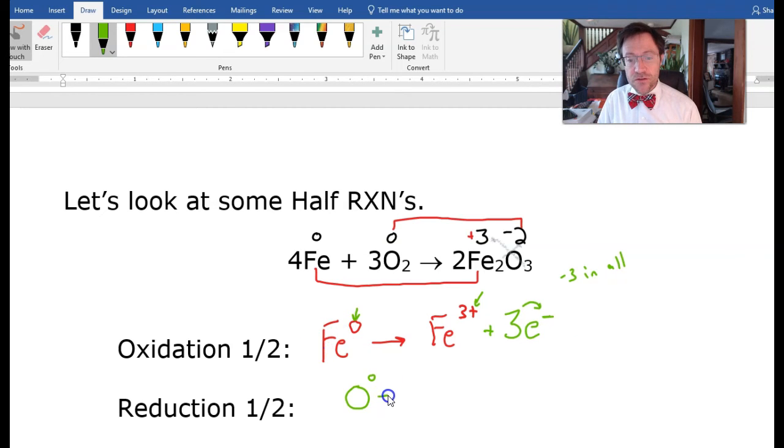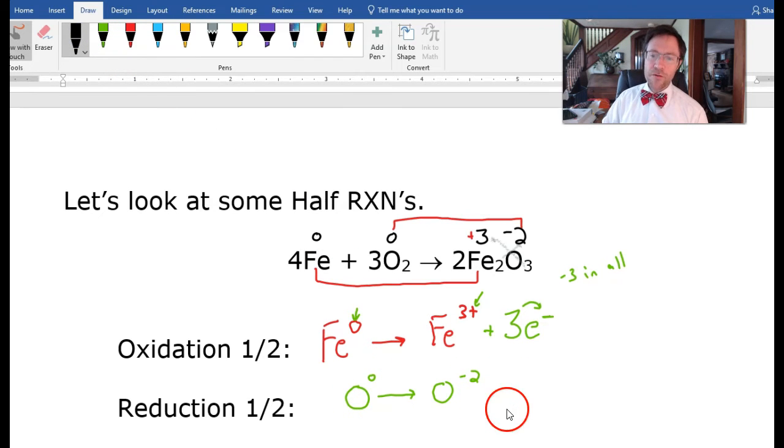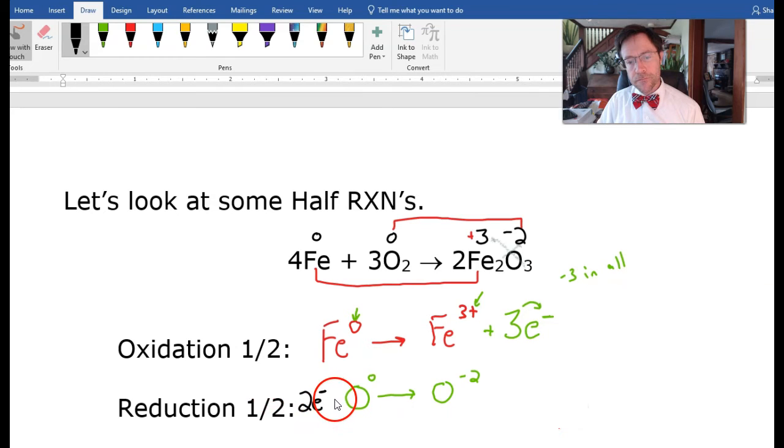All right, so oxygen goes from 0 to oxygen -2. Now, where could I possibly put electrons to make this nice and, remember, equal? So here I have 0. Here I have a -2. Well, if I put electrons over here, man, that's going to make it more minus, more negative. That is not what I want to do. So I'm going to put 2 electrons right here. That way I'll have 2 electrons, each with a total charge of -1. That gives me a total charge of -2 in all.